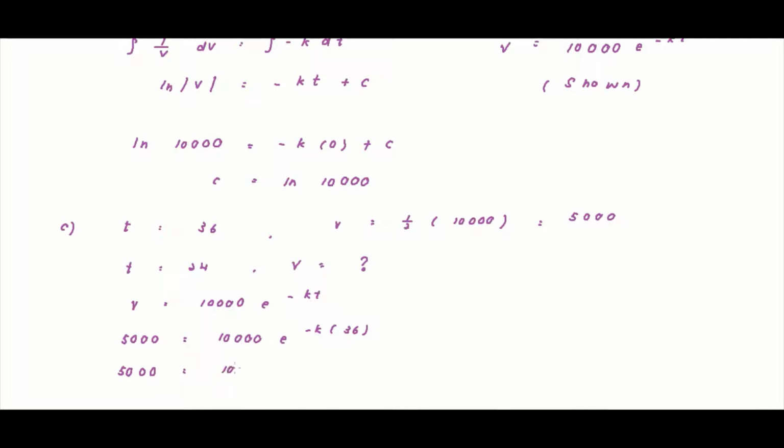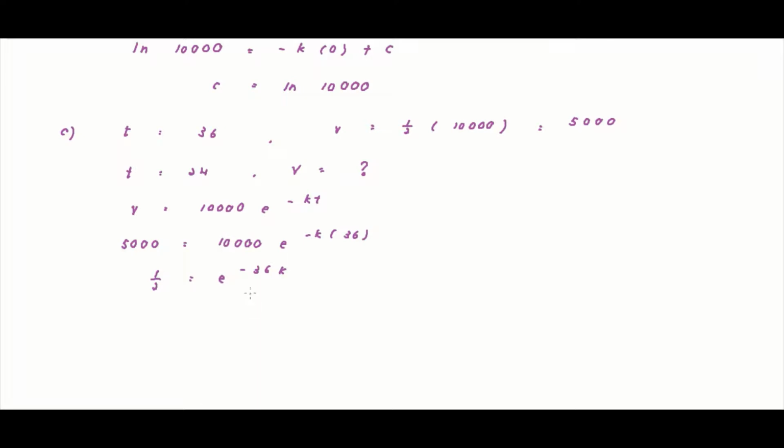equal to 10,000 e negative 36k. Maybe you can straight away divide here. So 5,000 divided by 10,000, you have 1 over 2, right? Then after that, e negative 36k. Okay, so for you to solve for k here, you need to change it into ln, right? So ln 1 over 2 equal to negative 36k. Okay, so you know ln 1 over 2, how can this be changed? So ln 1 over 2 is equal to negative ln 2, right? Then equal to negative 36k.